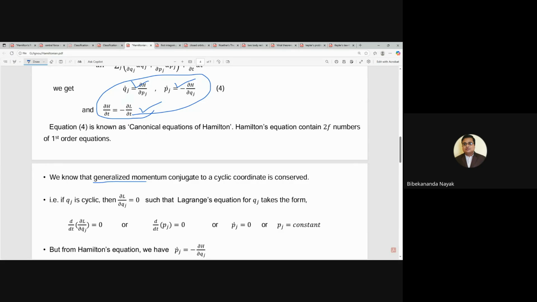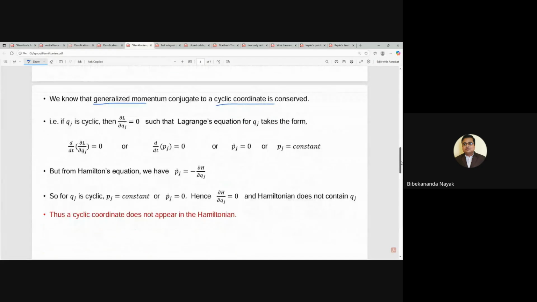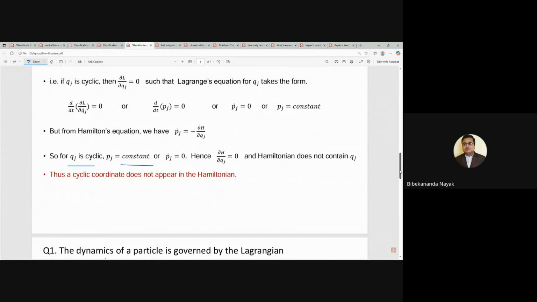Pj is known as the generalized momentum. We also discussed last class the cyclic coordinate, which does not appear in the Lagrangian. If a coordinate is cyclic, then the corresponding momentum is a conserved quantity. So if Qj is cyclic, Pj is a constant. So a cyclic coordinate does not appear in the Hamiltonian either.